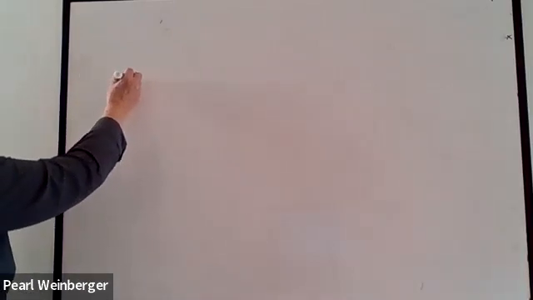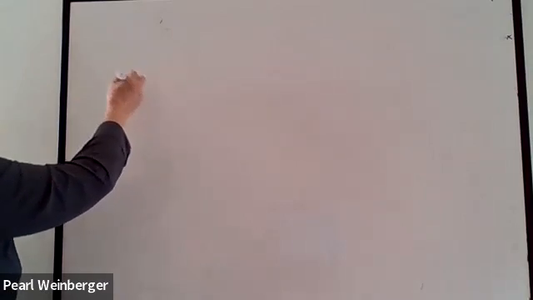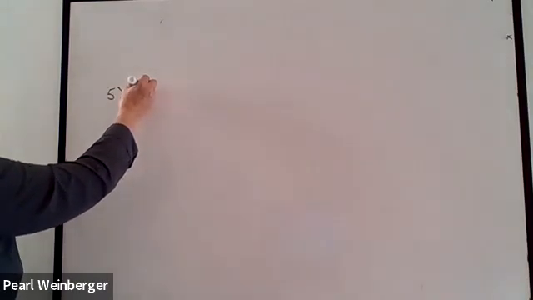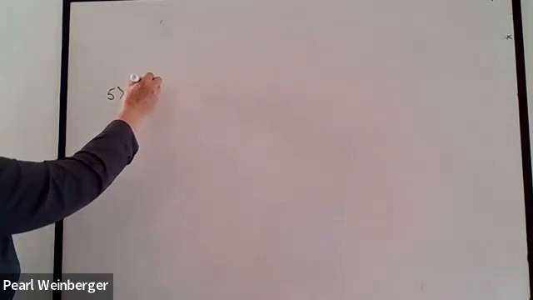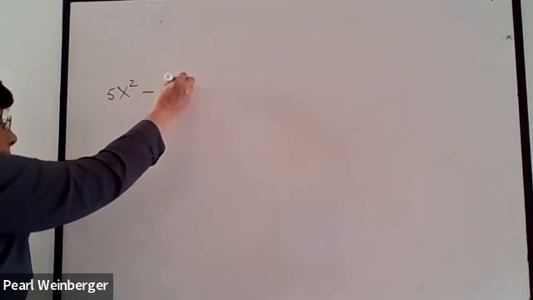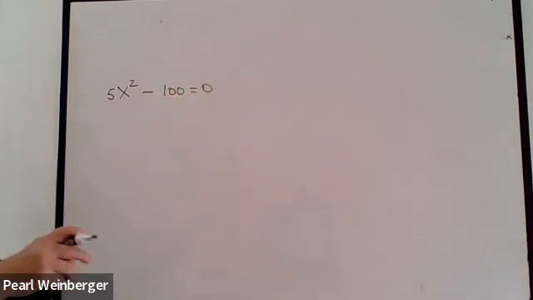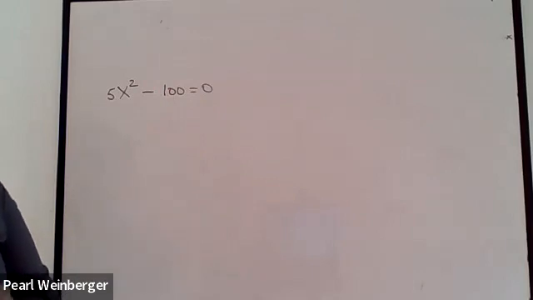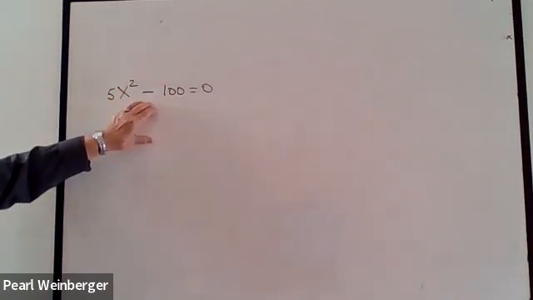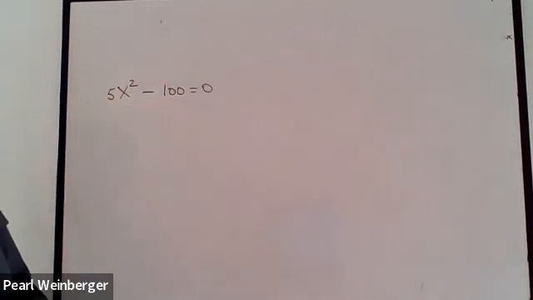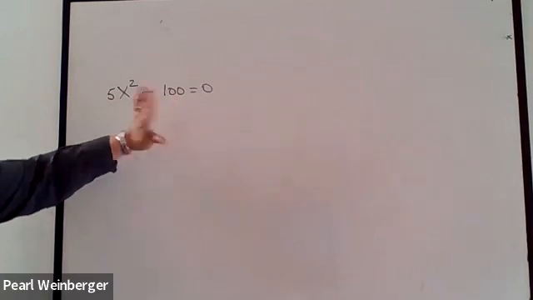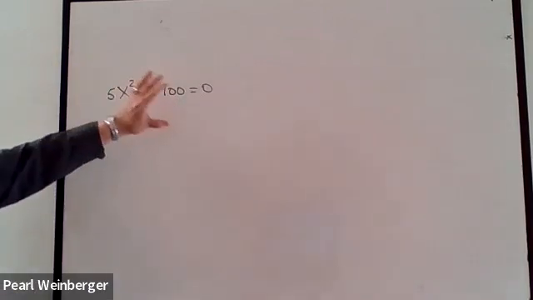So we talked about a method that's called the square root method, where if I give you something like this, let's say I give you 5x squared minus 100 equals 0. This is a quadratic equation because it has an x squared in it, but it's not a complete quadratic equation. It's called an incomplete quadratic equation because usually with a quadratic equation, you have an x squared term, then you have an x, and then you have a number. And here you only have the x squared and the number.